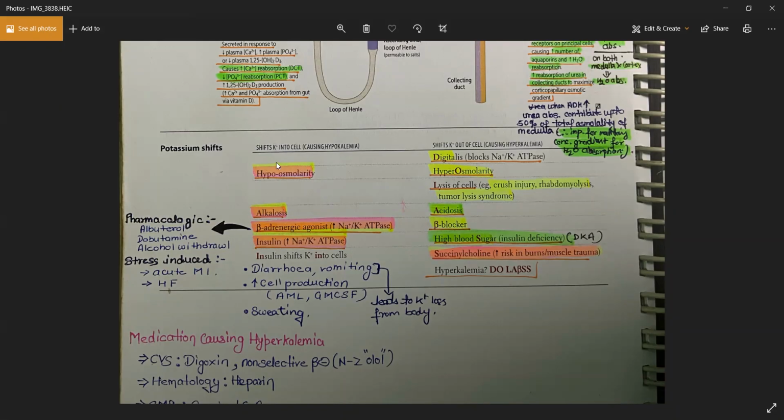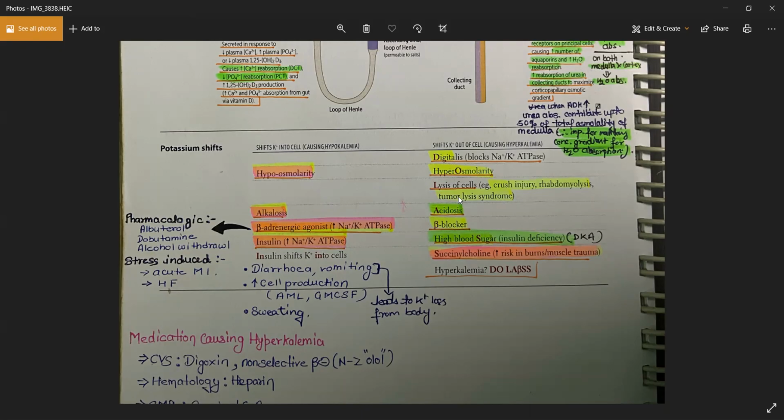Similarly, digitalis or digoxin inhibits the sodium potassium ATPase pump, so that potassium cannot go inside the cell, and as a result you will get hyperkalemia by giving the patient digoxin.